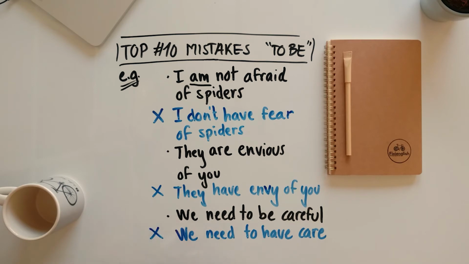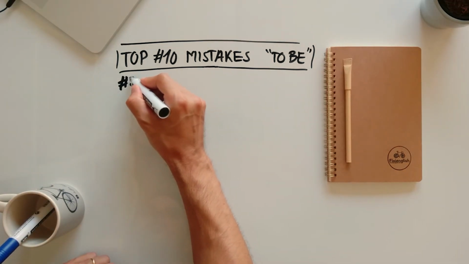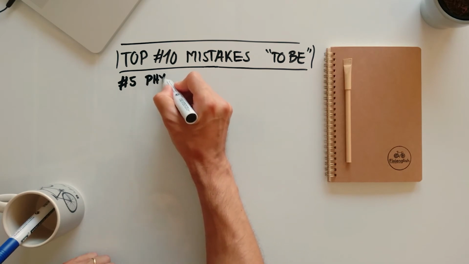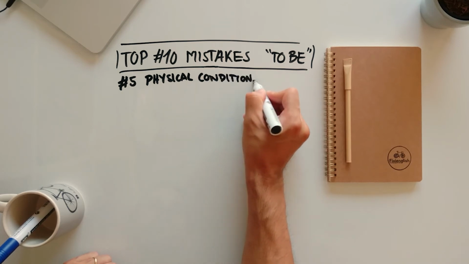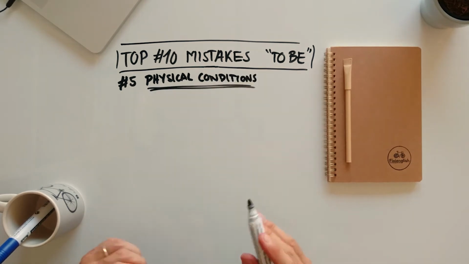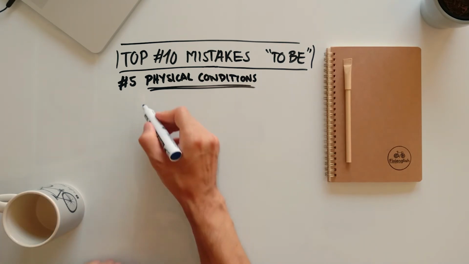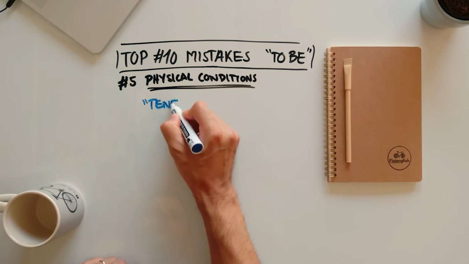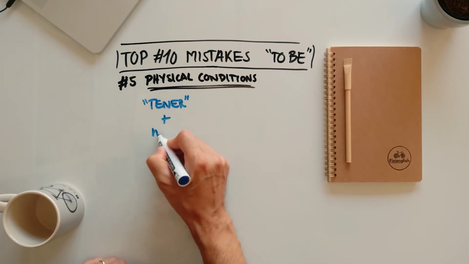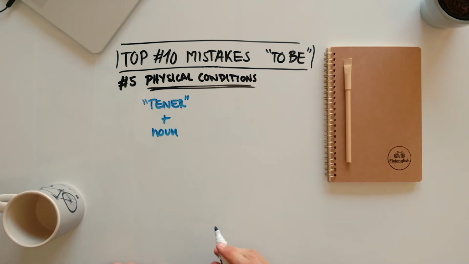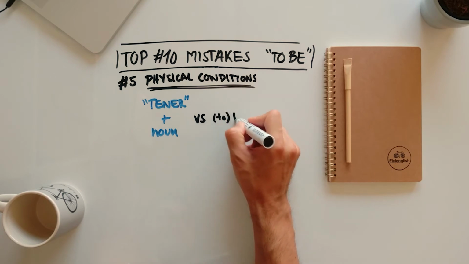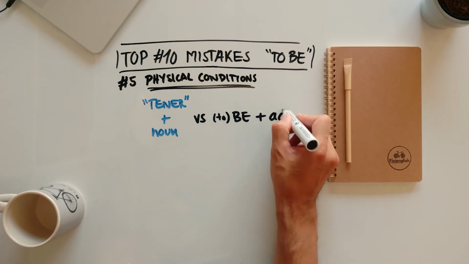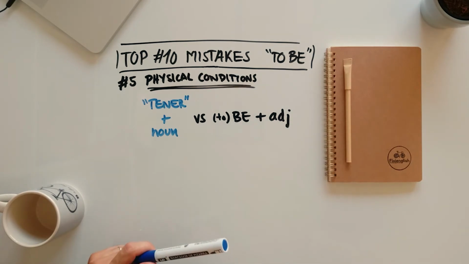That would be wrong. At number 5, halfway up the list, we have the use of the verb to be to express physical conditions. Now, what is happening here is something similar to what we saw in number 6. In Spanish, we would use an idiomatic expression that uses the verb tener plus a noun, say hunger or thirst or heat. But in English, we would be using the verb to be plus an adjective.